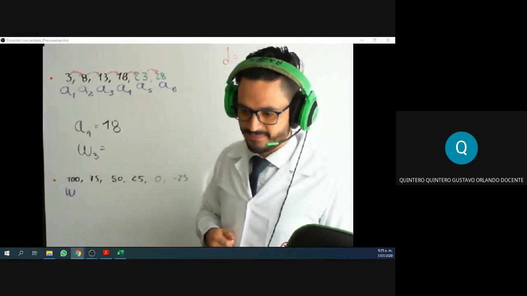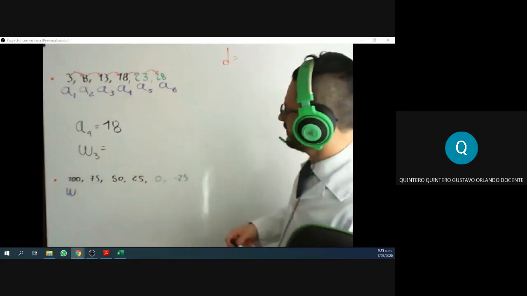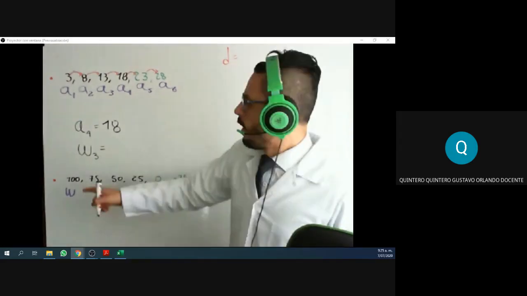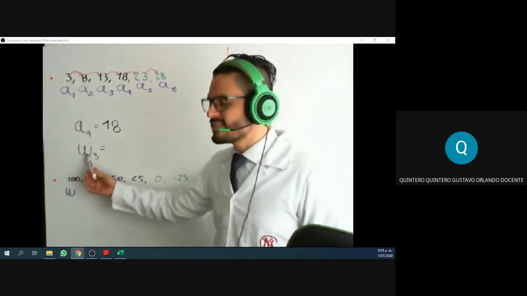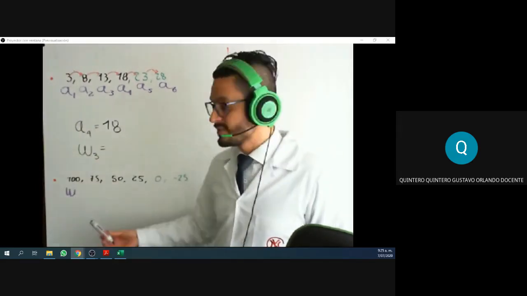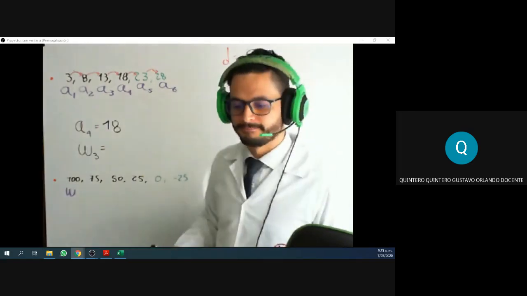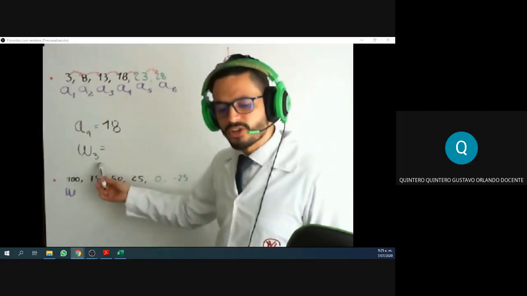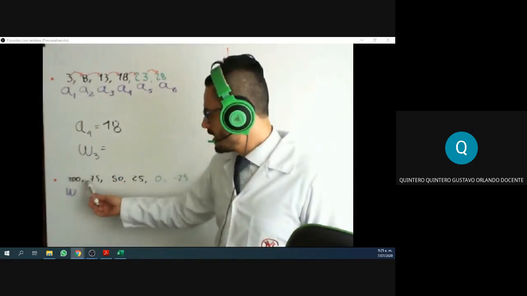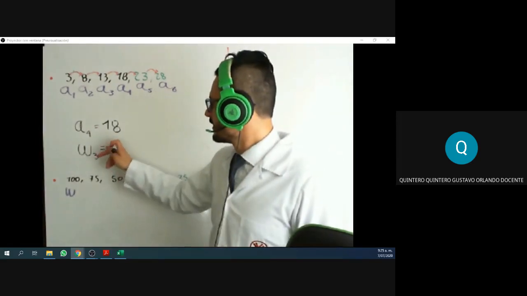All right. W sub 3. Again, what is this? Okay, this is the sequence W, and we know this is the sequence W, so we're talking about this one. Sequence W, position 3. 1, 2, and 3. So this is 50.